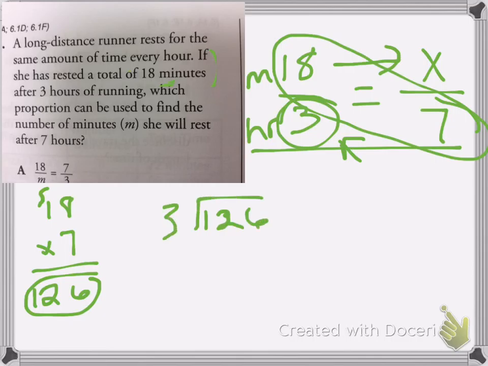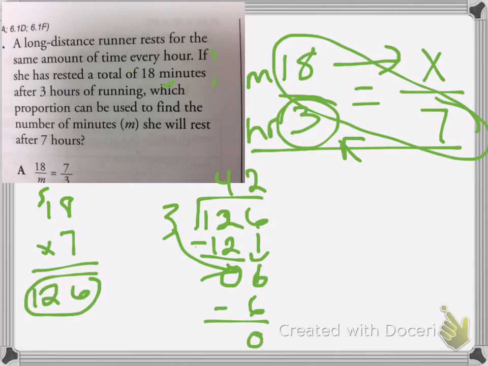126 divided by 3. 3 does go into 12. It goes in there 4 times. That means 4 times 3 is 12, so we subtract that from 12. We get 0, bring down the 6. Now 3 goes into 6 2 times, because 2 times 3 is 6. We subtract, you get 0 out. So that's my final answer. If I was to solve this, for 7 hours, she would rest 42 minutes. Okay, there's your example for proportions.